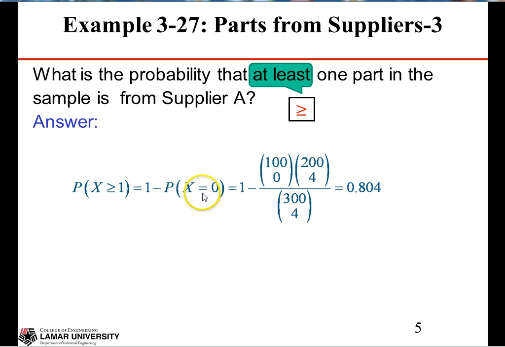But you can also do the same question using the complement. For x greater than or equal to 1, the complement is x equal to 0. And since the probability of x equal to 0 plus the probability of x greater than or equal to 1, the summation is equal to 1, therefore this one is 1 minus the complement. And you can get the solution by doing it this way.